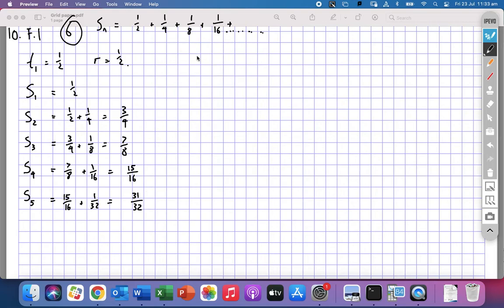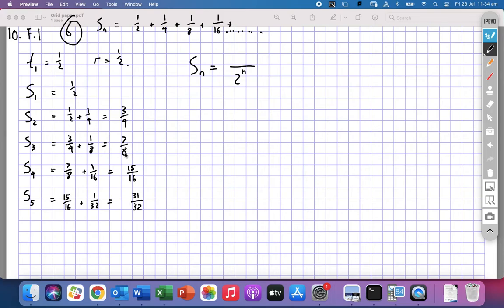So based on that, I could say the answers to these sums are coming out as powers of 2, right? Where n is 1, I've got 2 to the power of 1. Where n is 2, I've got 2 squared. Where n is 3, I've got 2 cubed, and so on.